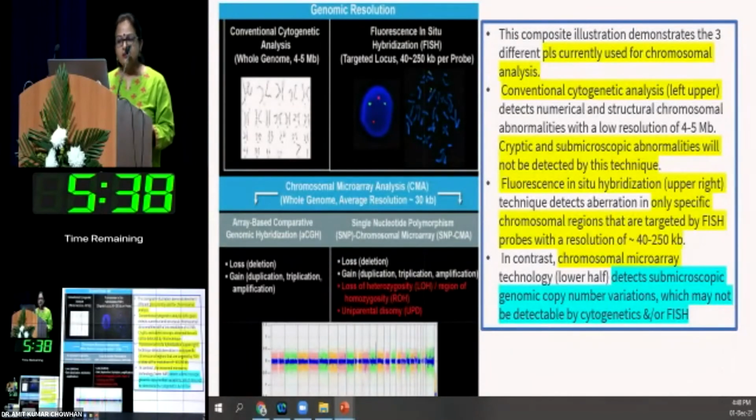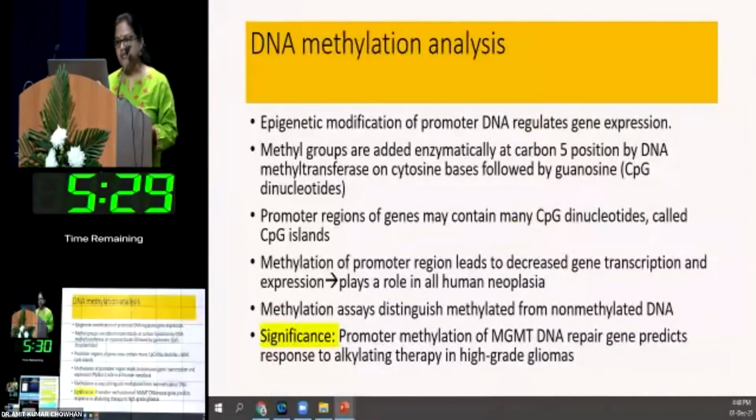So the genomic resolution of SNP arrays is better than FISH and conventional cytogenetics, as it can detect submicroscopic genomic copy number variations not detected by other methods.